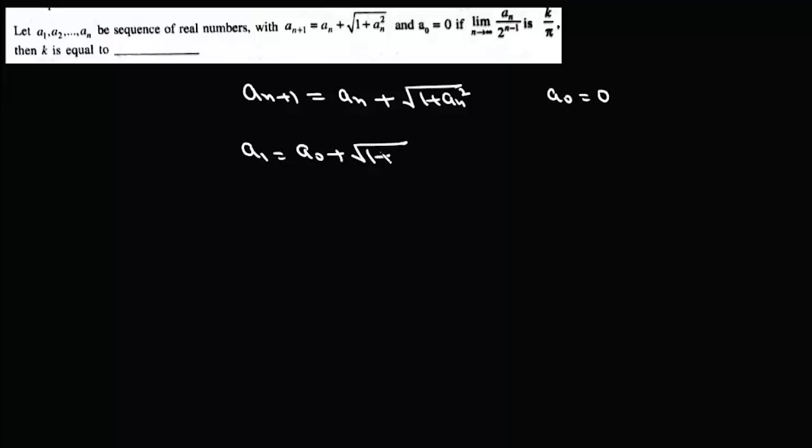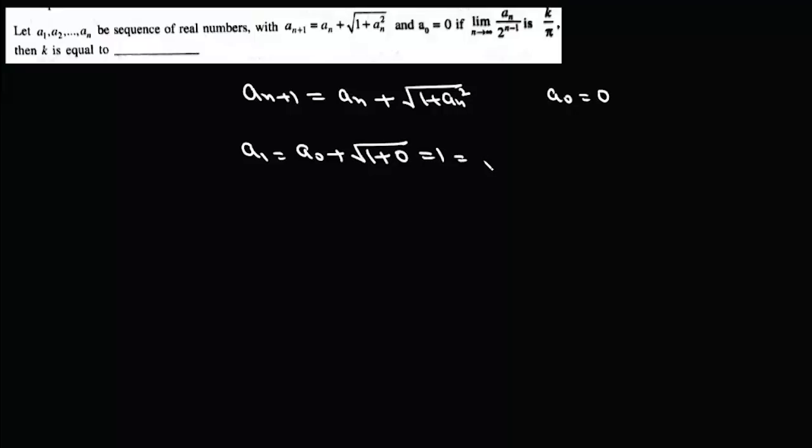Now here we are given a sequence of real numbers such that a(n+1) equals an plus under root of 1 plus an square, and a0 equals 0. If the limit as n tends to infinity of an upon 2 to the power n minus 1 is k by pi, we need to find the value of k. Now, we put n as 0, we'll get a1, and this a1 will be a0 plus under root of 1 plus 0, which is 1.